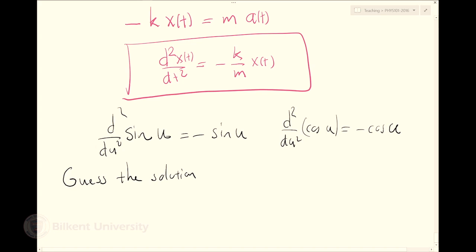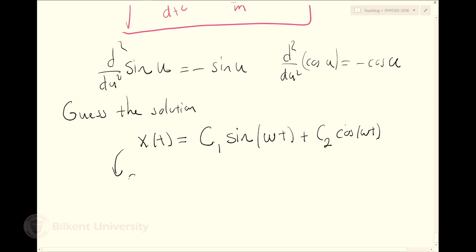I'll say x of t is a constant times sine another constant, I'll call it omega. And why do I actually need that constant? Because when I take two derivatives, I not only want the minus sign, but I also want a constant multiplying my function, right? C2 of cosine omega t.